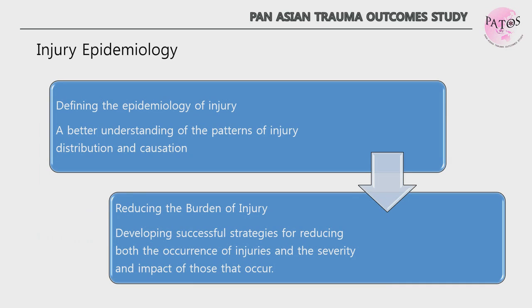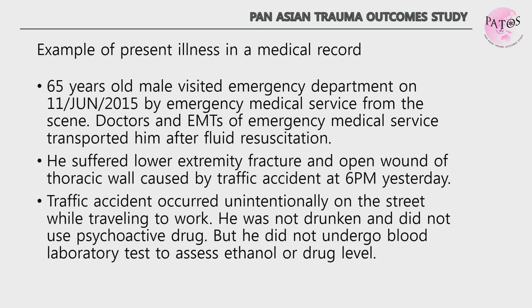We aim to collect these injury epidemiology variables as much as we can because these variables can help us better understand the patterns of injury, its distribution, and causation. Doing so can help us reduce the socioeconomic burden of injury. Based on these kinds of injury studies and research, we can develop successful strategies for reducing both the occurrence and severity of injury.